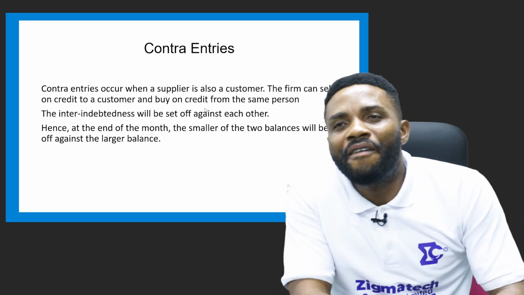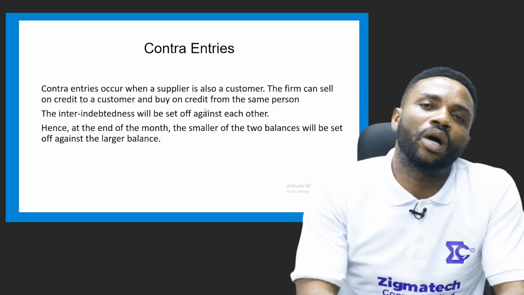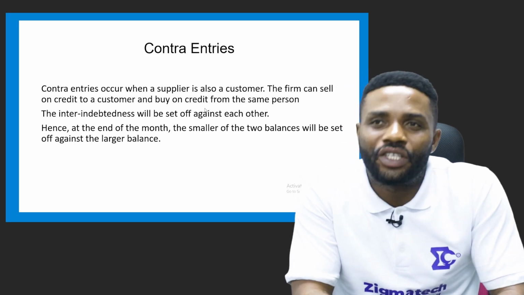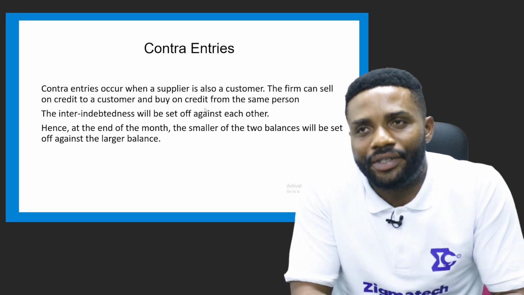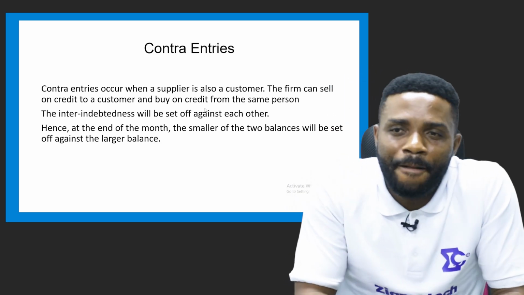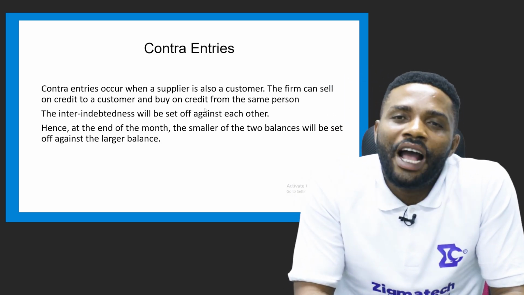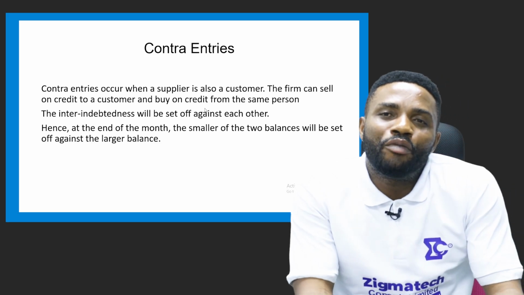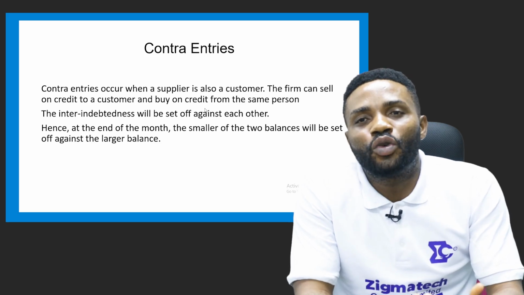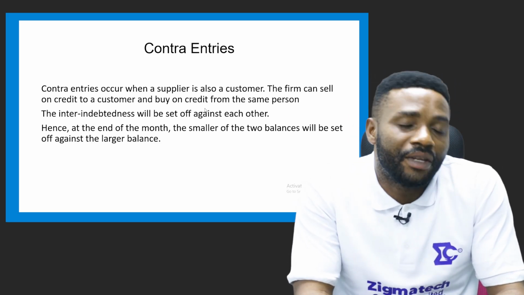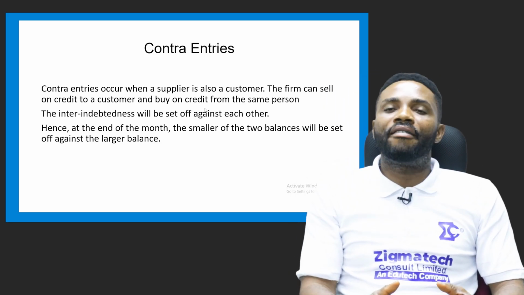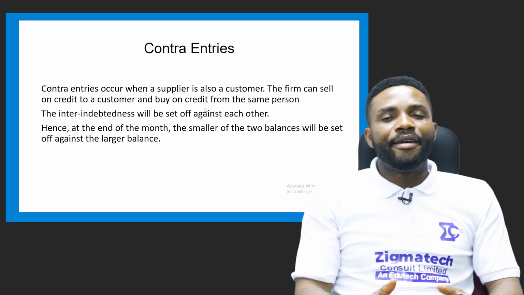Let's look at another very sensitive part of control account that students find very difficult to understand. It is called the contra entries. This is very, very interesting, because I said earlier that as long as customers are coming to the business to buy on credit, there are times when you can also go to the market to buy on credit. The business can decide to buy on credit too, especially when they don't have enough resources to pay for the item.